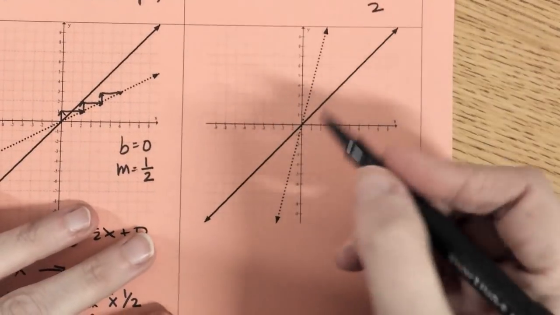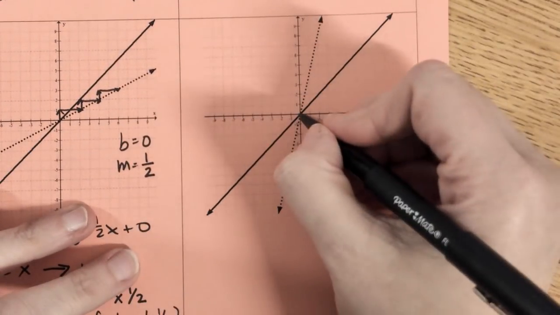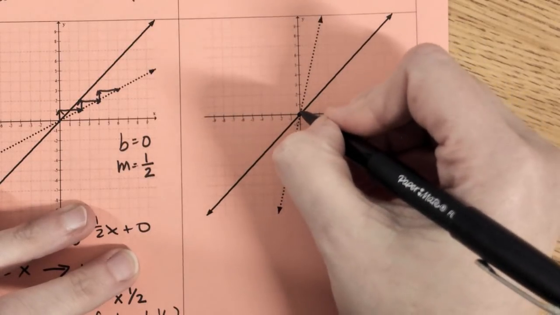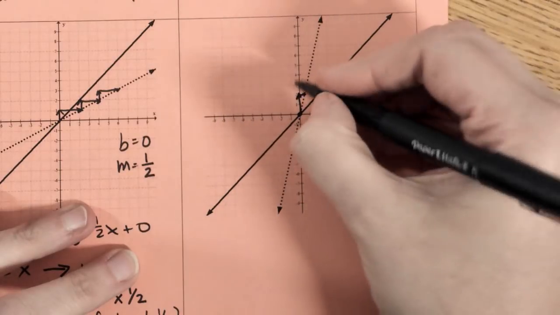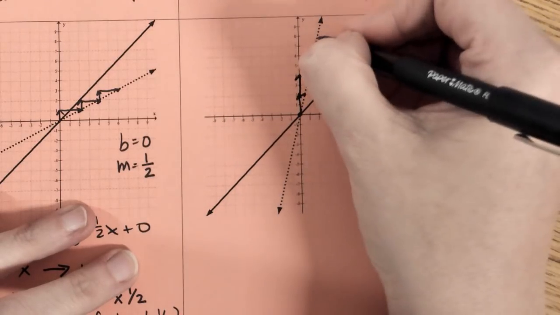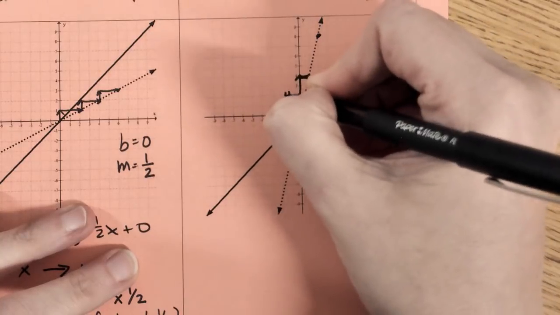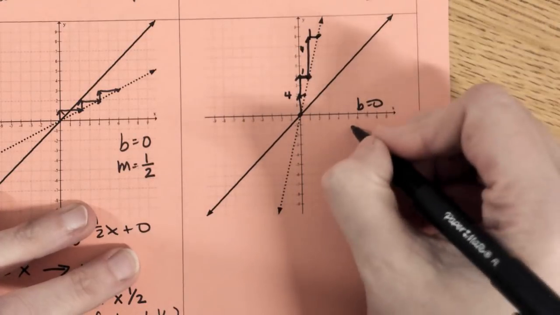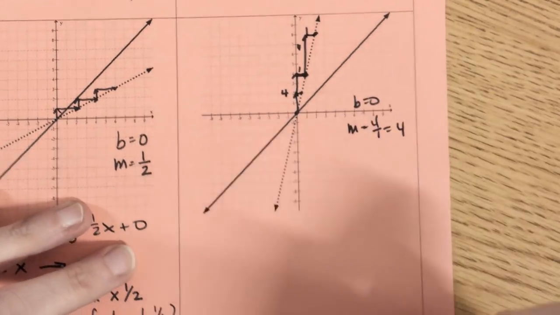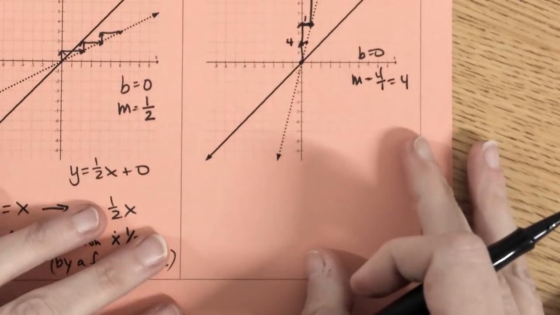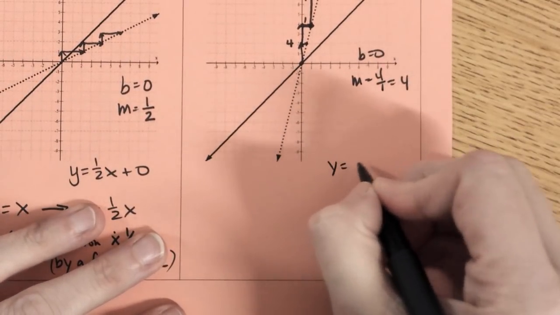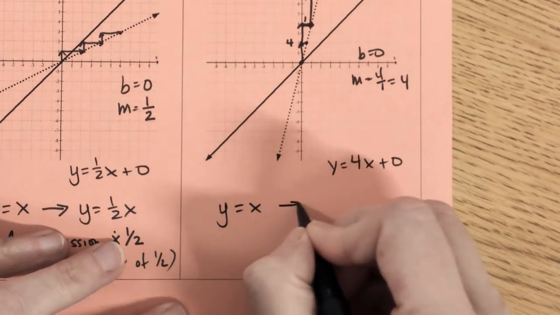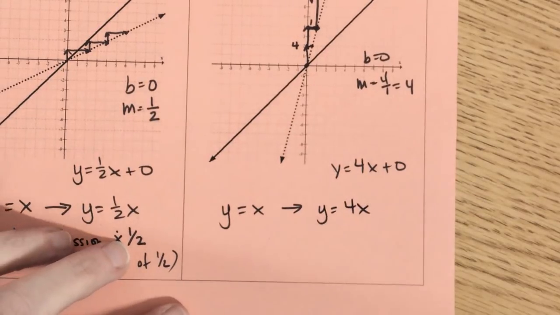All right, let's look at this one here. So my equation, I have a b of 0 for the dotted line. It's going through 0. When I look at my rise over run, because I've got a dot here, point there, I rise 4, run 1. Let's see if that works again. I rise 4, run 1. So my slope is 4 over 1, which is 4. And you should already know how to do this, okay? So my new equation is y equals 4x plus 0. Means my equation y equals x turned into y equals 4x.